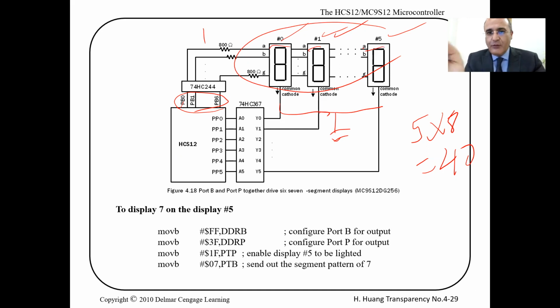But if I control the cathode and use it as an enable for the 7-segment display, I can take the common cathode of the first one to port P, for example, pin 0, the common cathode of the second one to another pin, the common cathode of the third one to another pin, and so on.